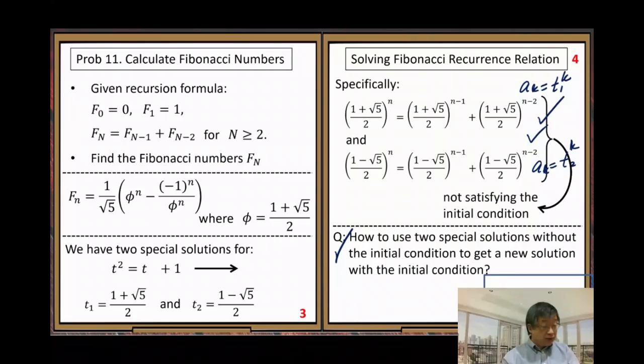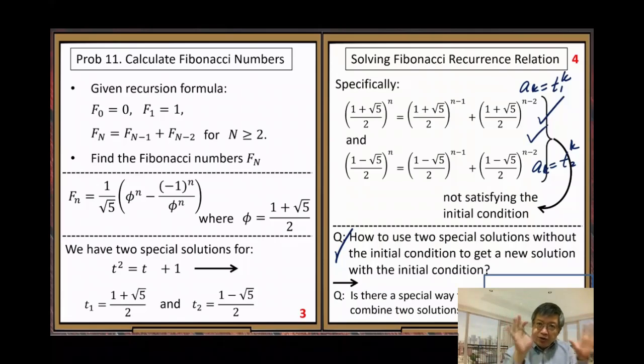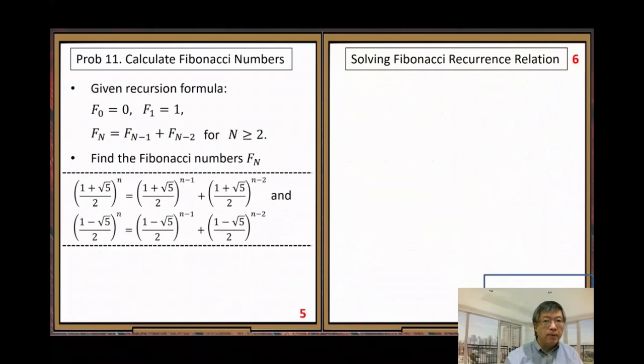All right, so next question. Is there a special way to combine two solutions? Because the closest thing we can use is the two special solutions. So to start from two special solutions and get a new solution, we want to combine two special solutions. So that is the new idea to make progress. All right, so let's go to the next step.